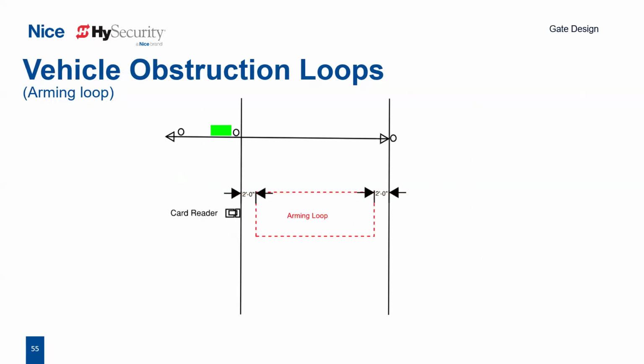Arming loops are also an important part of your sequence of operations, and that's going to be located out there by your access control device or card reader. And this just makes sure that there's a vehicle on that loop, and then the card reader would become active.